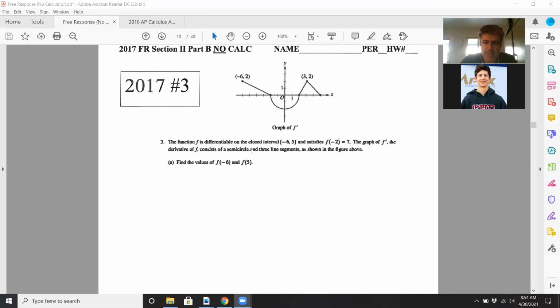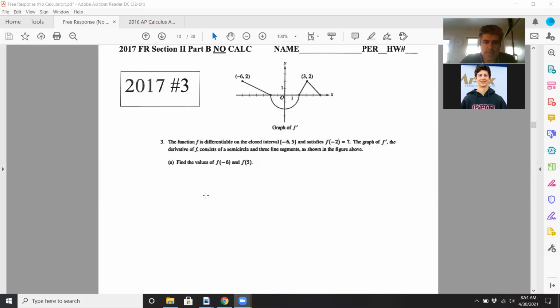They do tell you f of -2 equals 7. Now here, they give you the graph of f prime. So they don't really use different letters, but it's kind of the same thing in some ways. It's not that much different.